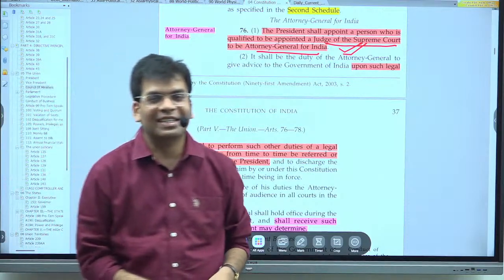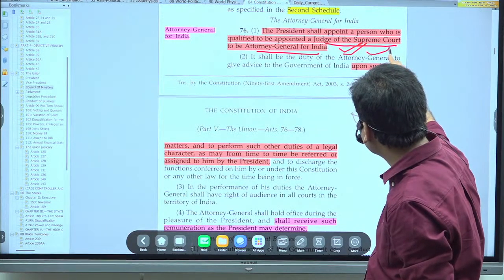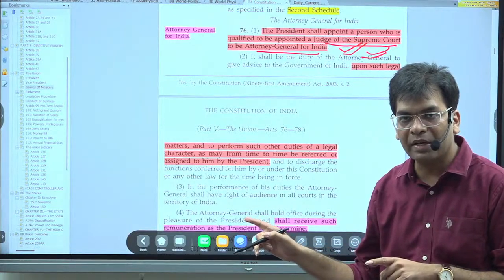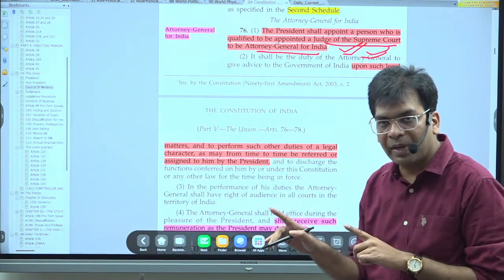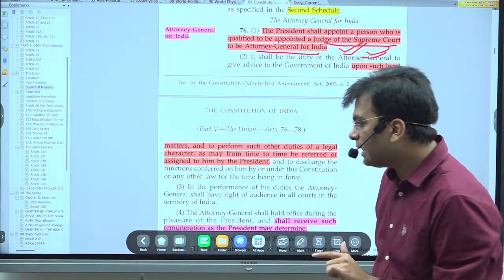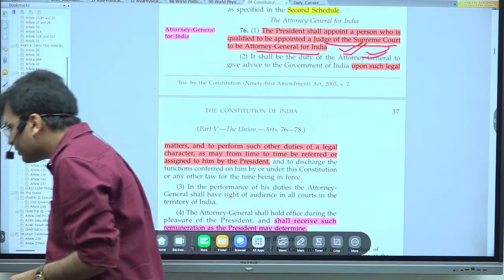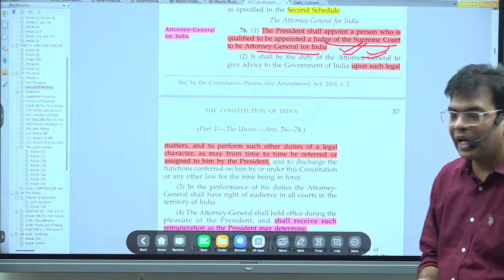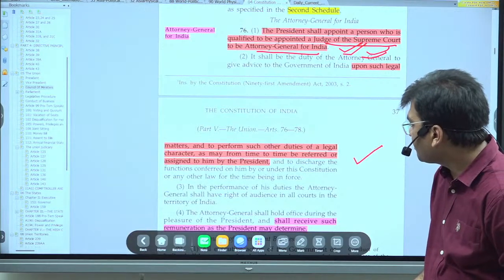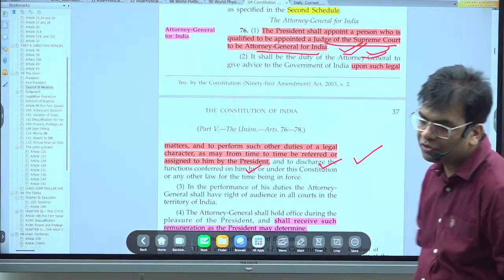Yes, 76. So here you will see that the eligibility criterion for a Supreme Court judge is 5 years as a judge of the High Court, and it should be consecutive. There should not be a gap. And the other criterion is 10 years as an advocate. Good, Adit, it is 76, and there is no time limit. Here you will see such matters and such other duties as are assigned by the President. So all these things you should remember.